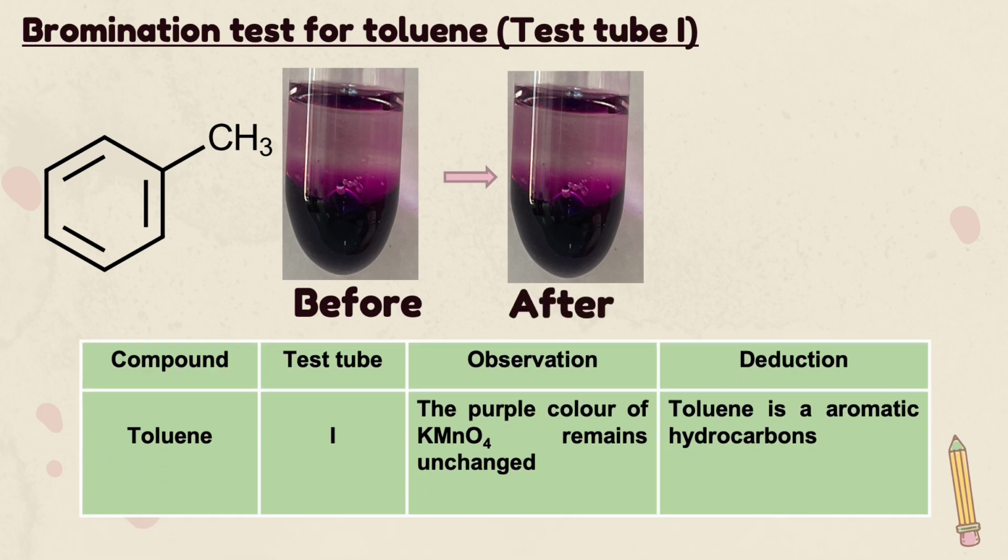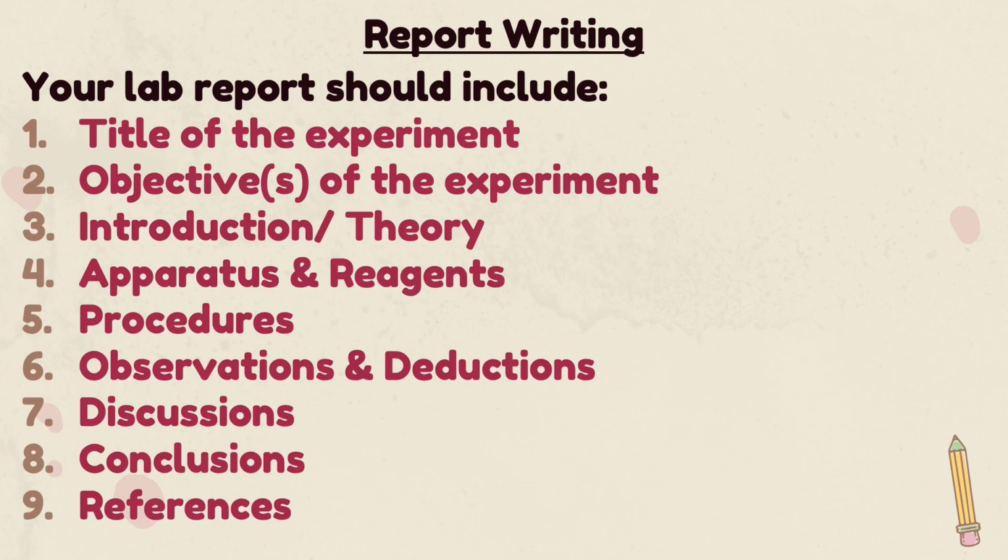Now that the experiment is settled, we need to write a lab report. In your lab report, what you should include is, first, the title of the experiment, then the objective, introduction of the theory, apparatus and reagent. You should include the procedure, observation, deduction, discussion, conclusion, and also references.